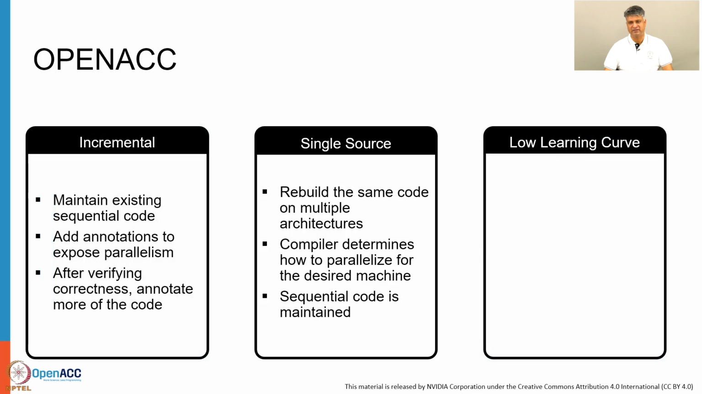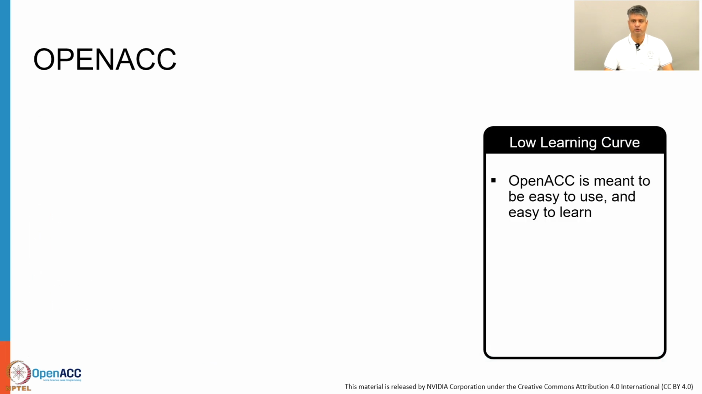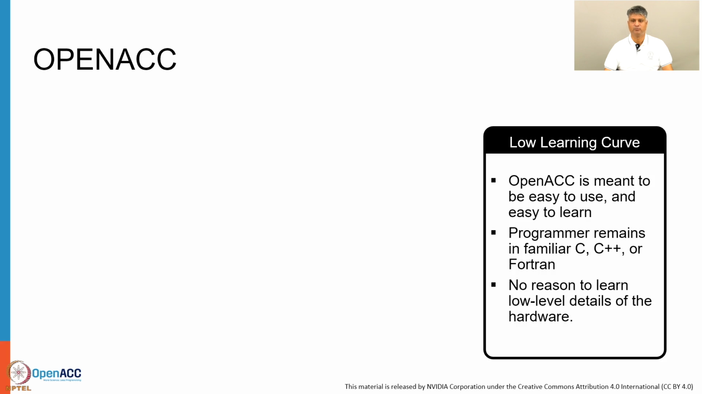that OpenACC essentially means that you have a low learning curve. You do not have to work very hard to parallelize the code using OpenACC. It is meant to be easy to use and easy to learn. The programmer still maintains a very familiar structure of C, C++, or Fortran, whatever their choice of programming language is. And obviously, there is really no need for the programmer to know the lower level details of the hardware.